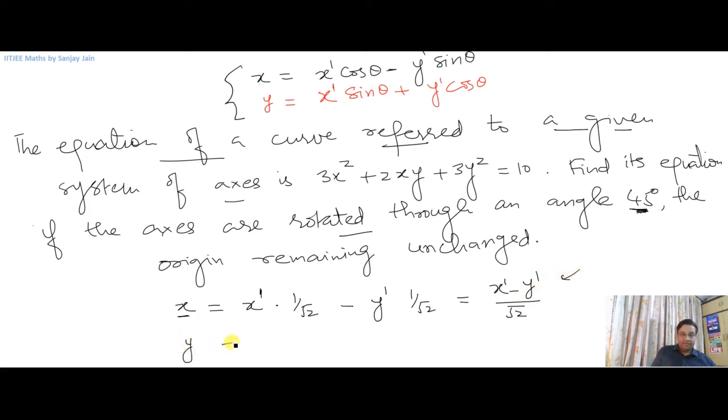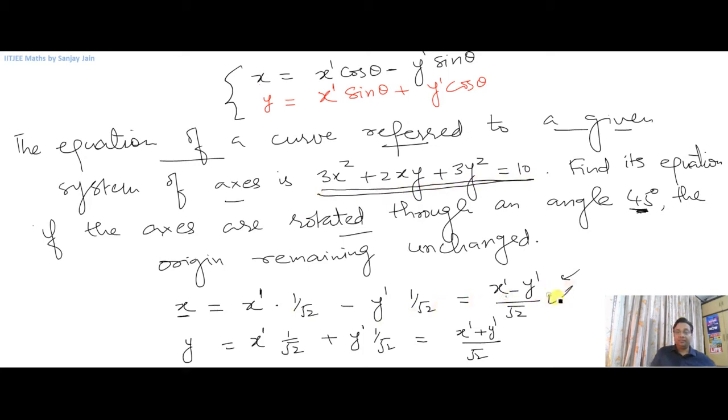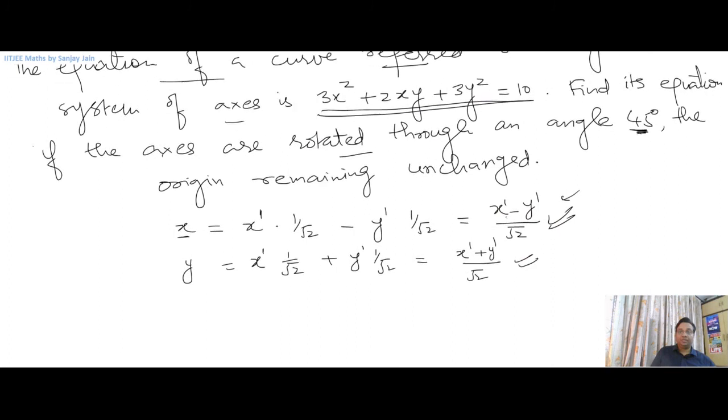y is equal to x dash sine theta, that is x dash sine 45, which is 1 by root 2, plus y dash cos theta, which is again 1 by root 2. So it is equal to x dash plus y dash upon root 2. Now to find the new equation, I can replace x and y in this equation by these values of x and y in terms of new coordinates. So let me do that.